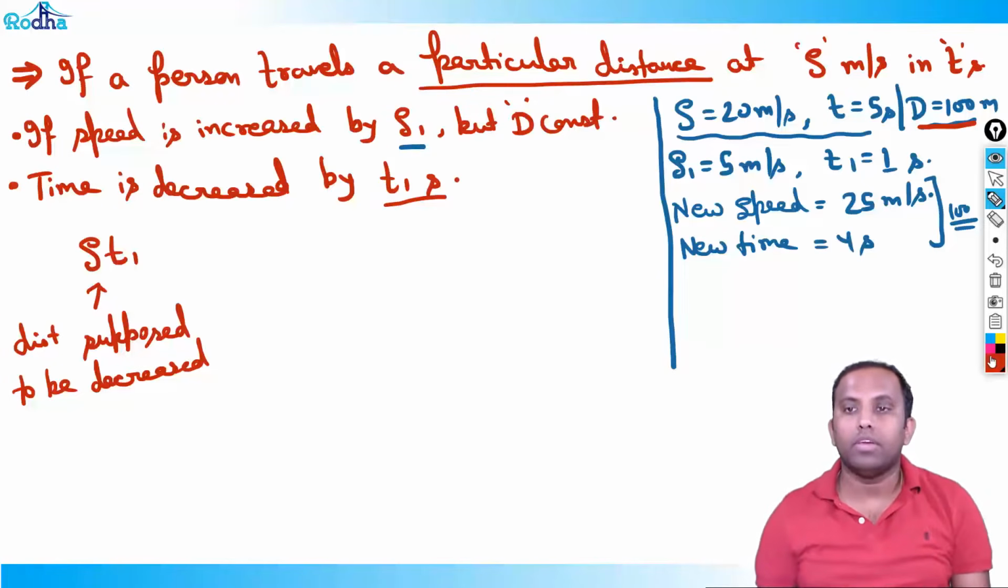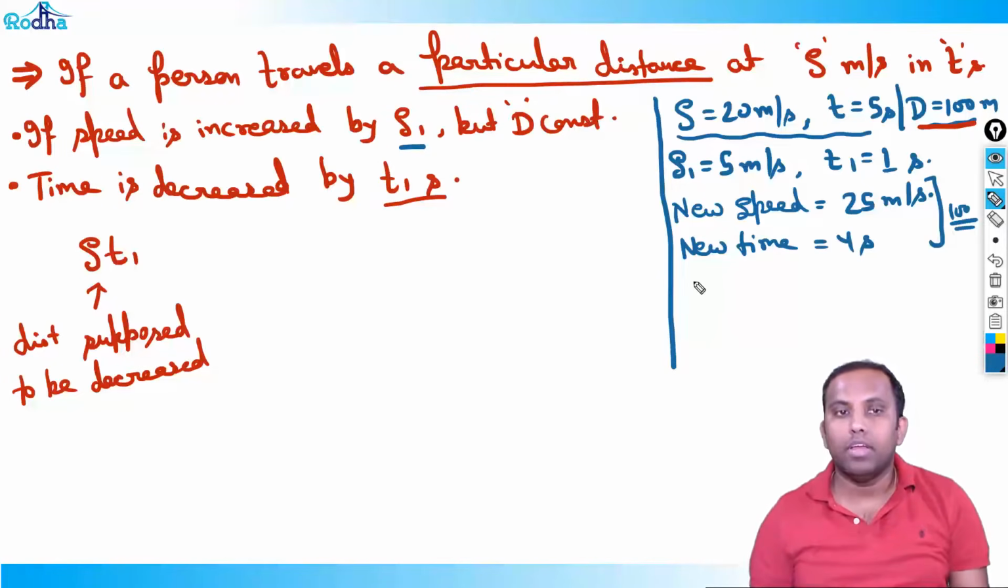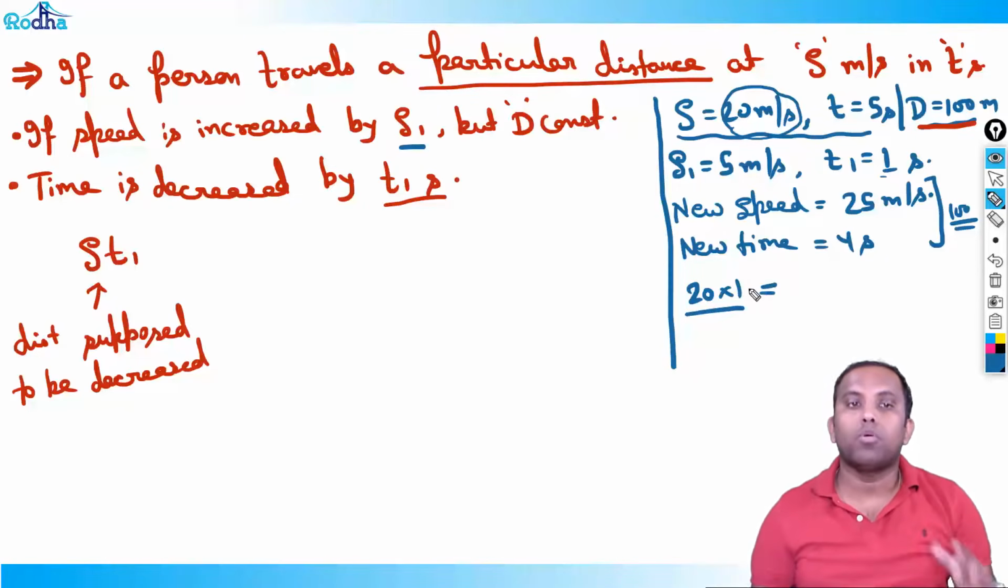In terms of numbers, speed is 20 meters per second, and t1 is 1 second. So what is s t1? s t1 is 20 into 1. So 20 into 1 was the distance that was supposed to be decreased, but the distance has not decreased, right? Why has the distance not decreased? Because speed is increased. So this decrease in the distance is compensated by increasing the speed.